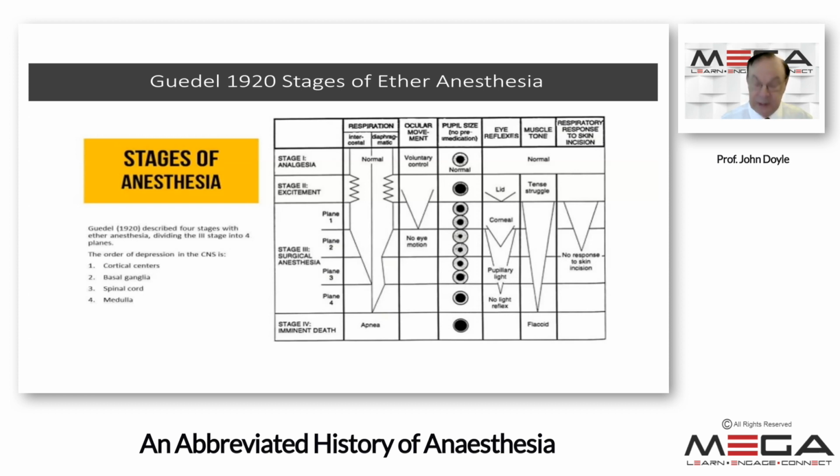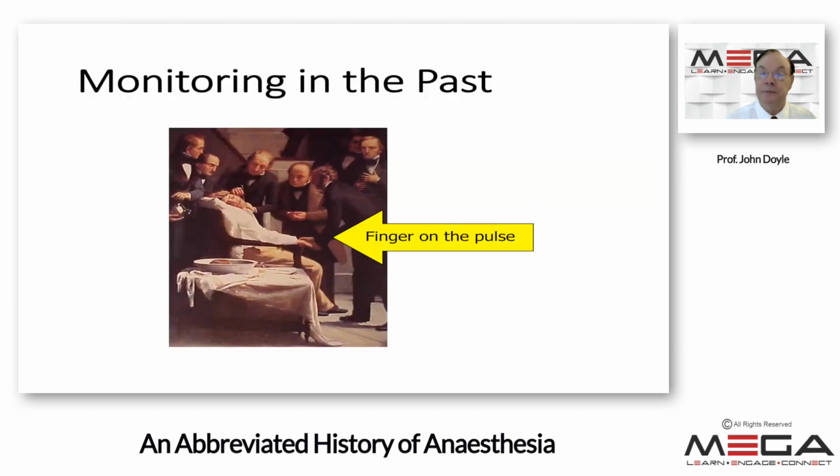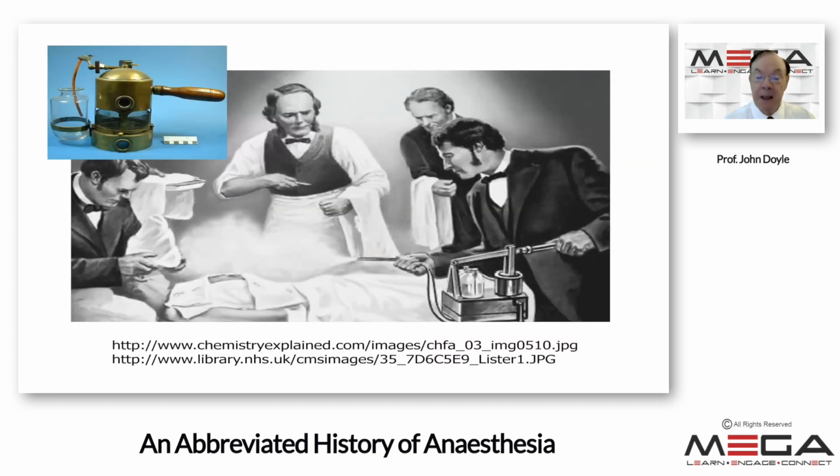Going on with the stages of ether anesthesia, we have 4 surgical planes for stage 3 surgical anesthesia, and stage 4, imminent death, involved apnea and hypotension, which of course we recognize today, and we treat with airway management and sometimes with vasopressors. Now, monitoring in the past, they still had a finger on the pulse, as you can see here, where they were taking a lesion off this patient's neck in this description of ether anesthesia in 1846.